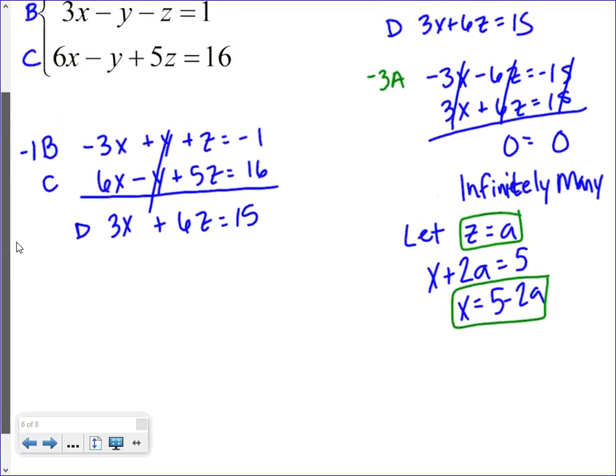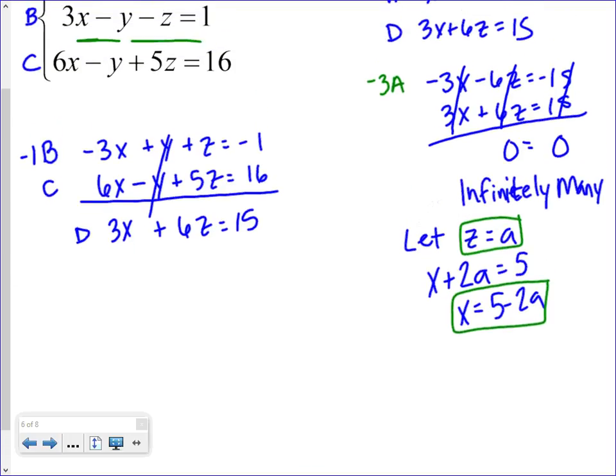You'll have to choose either b or c, because they have y in them. I'm going to choose b just because it has smaller numbers. So I'll say 3 times x, but x is really 5 minus 2a, minus y minus a is equal to 1. So I'm just playing a game of substitution there, subbing in my x, subbing in my z.